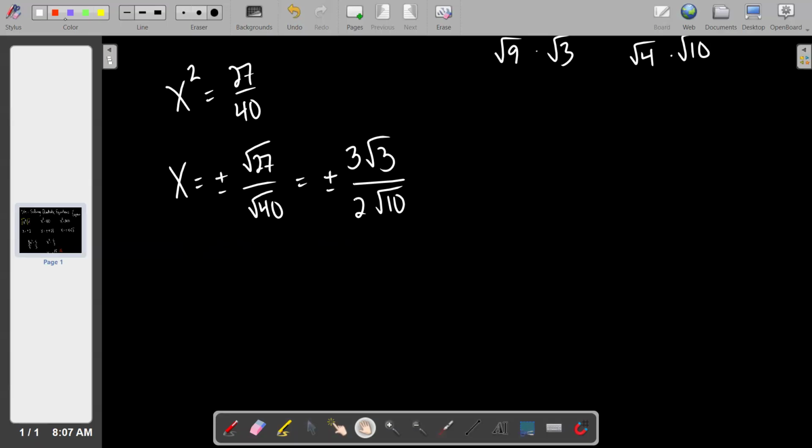What are we going to multiply the top and the bottom both by? By root 10. So we're going to multiply by root 10 on top and root 10 on bottom. Okay. Again, no need for a calculator. So we're just going to say equals positive, negative what? What's on top? I love that. 3 root 30. And what's on bottom? 20.